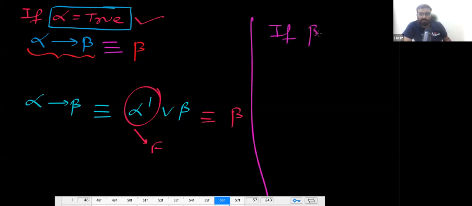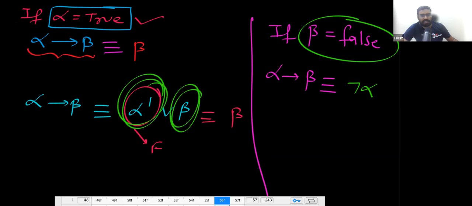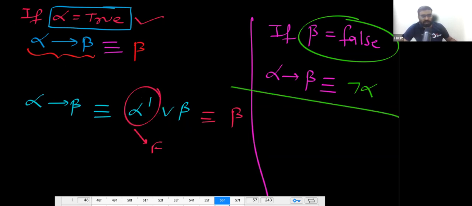Similarly, if beta is false, then what can you say about alpha implies beta? If beta is already false, what is alpha implies beta? That will be negation alpha, because if beta is false, your answer will be negation alpha. So this is going to be your answer. Tell me one more thing, please quickly.